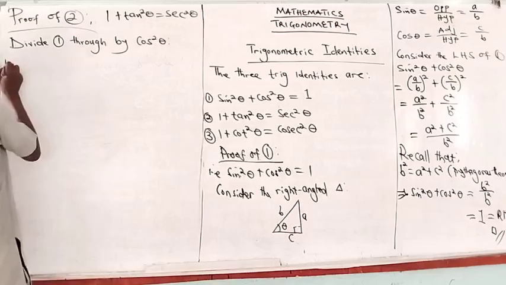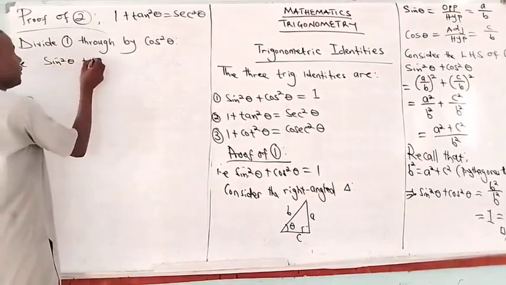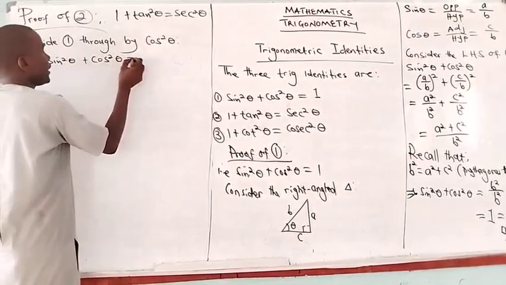So that is, we check our first identity, that is sine square theta plus cos square theta is equal to 1.